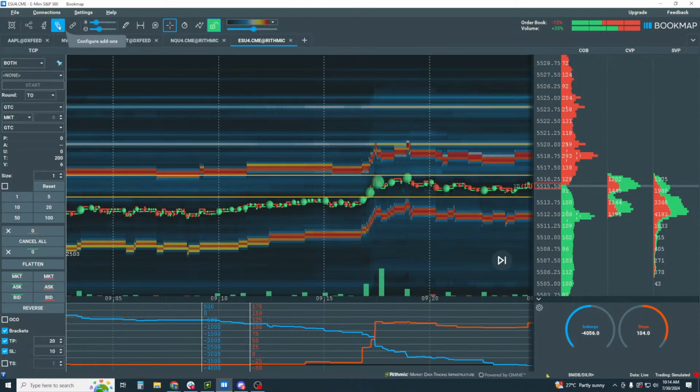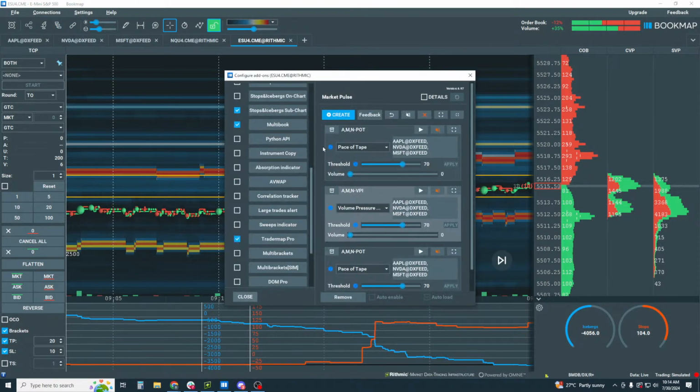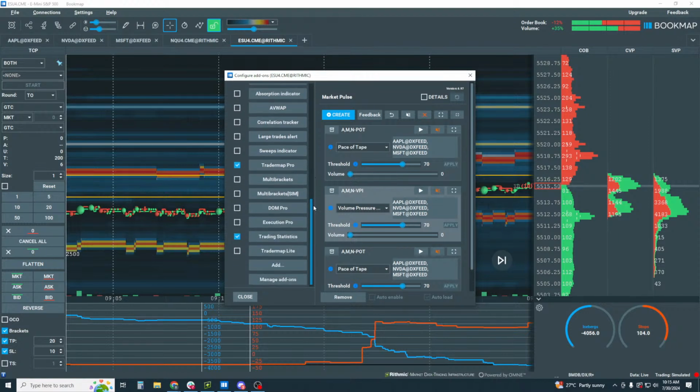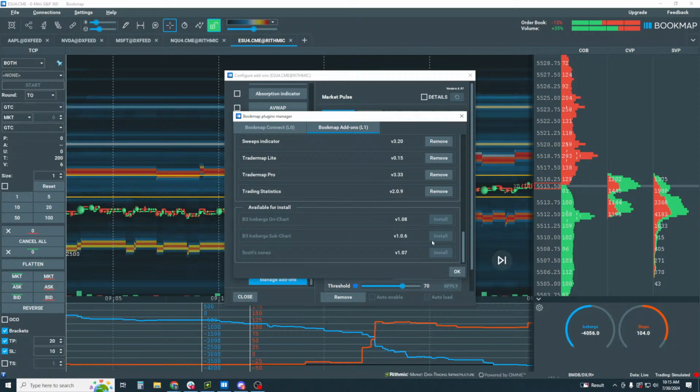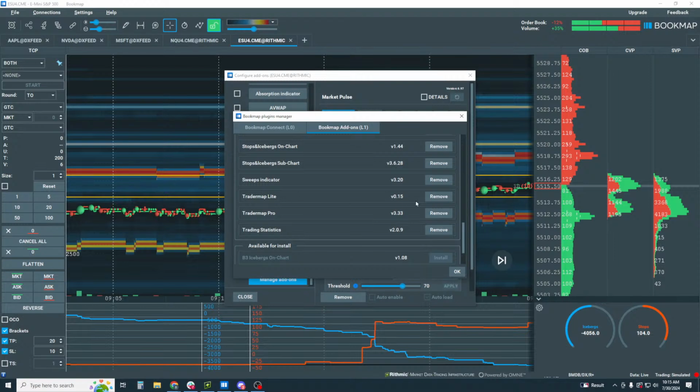So go up to figure add-ons, and this is a free product for anyone who has App Global Plus. You will need Rhythmic or Bookmap data for this, though. Just note that. And we're going to scroll down, and Trader Map Lite is right here. If you don't see it in here, go to your Manage Add-ons, and then scroll down, and under Available for Install, you'll see it in here. Install it, and once you install it, you can see it's right in here.